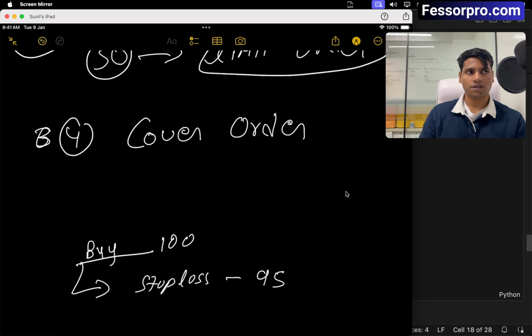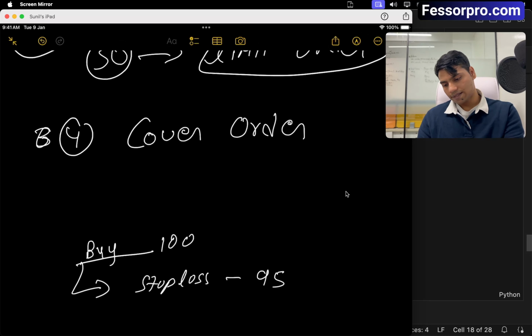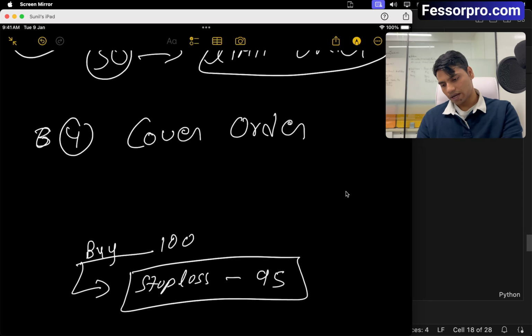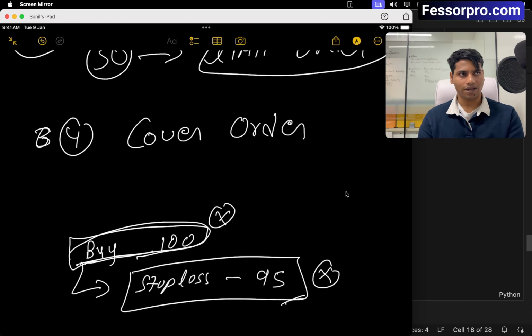So what's the benefit of this type of order? The benefit is you have a defined loss. You know that if you take this trade, the maximum you can lose is 5%, not more than that. Now, what's the other benefit of this? When you close or cancel this order, let's say you have a stop order and you have bought this, automatically the other gets cancelled. Like let's say you cancel the stop loss, so automatically your position will be closed. You don't have to do anything. This is the benefit of a cover order.